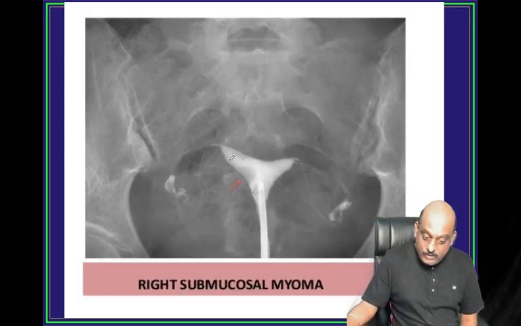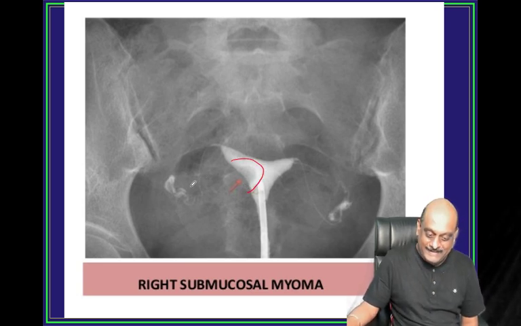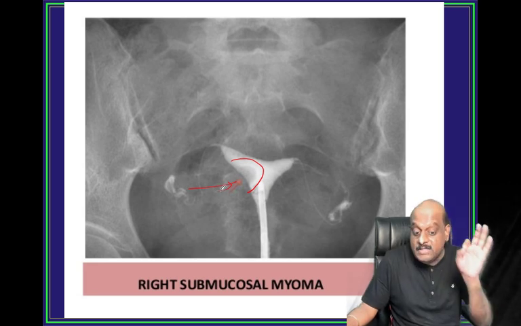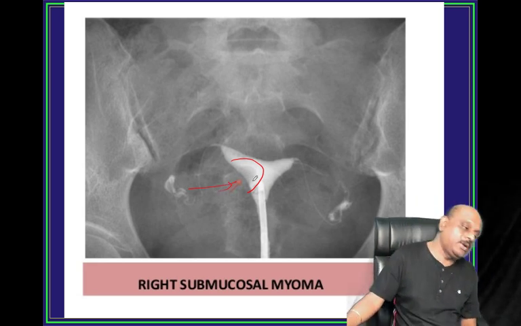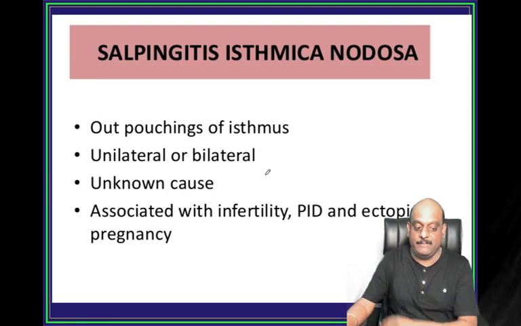You can see, doctor, here. So this is a right submucosal myoma on hysterosalpingography.